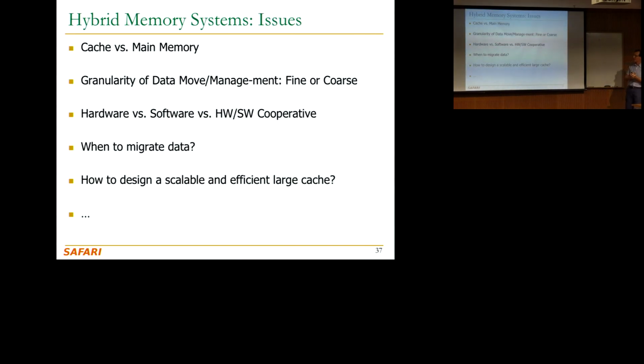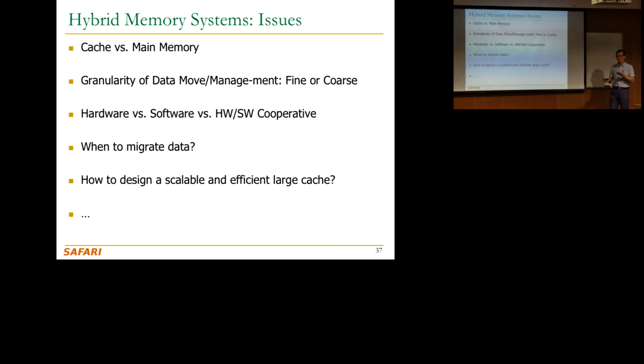We're talking about hybrid memory systems, and we're going to cover some issues. We're not going to be able to cover a lot of these issues. Basically, if you have DRAM versus PCM, let's make it concrete, both of them in your system: do you use DRAM as a cache, or do you use DRAM as another part of main memory? That's one question, right? What is the granularity of data movement, data management? Is it fine? Is it coarse? How do you handle it? Who manages it? Hardware, software? Is it hardware, software cooperative?